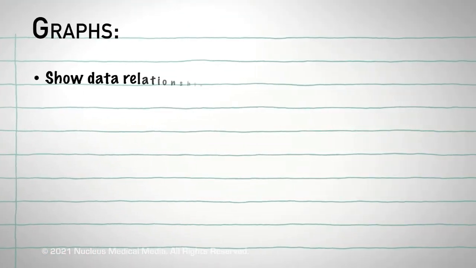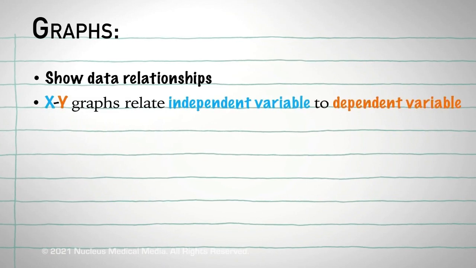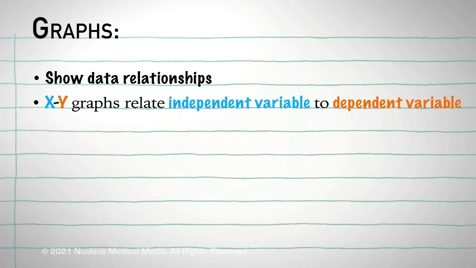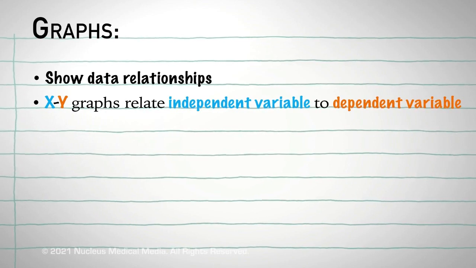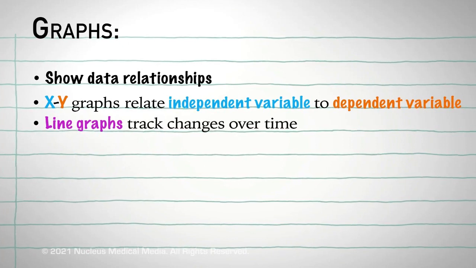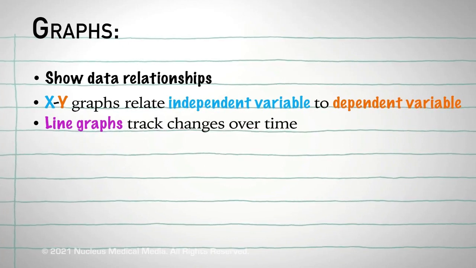So to review, graphs are an organized way to show data. XY graphs show how an independent variable on the x-axis relates to a dependent variable on the y-axis. Line graphs also have x and y axes, but track changes that take place usually over time.